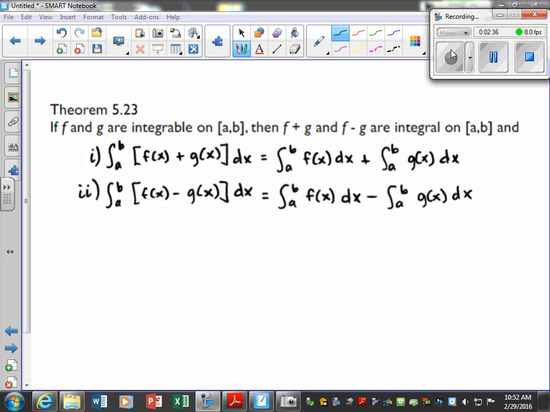Alright, our next one is theorem 5.23, and this should look familiar to you as well. Just if you have the integral of f of x plus g of x dx, then you can basically break these apart into individuals and do the integral of f of x dx, get that answer, and the integral of this, get that answer, and then add them together. And likewise with subtraction. So I'll give you a few minutes to write that down, and then we'll look at an example.